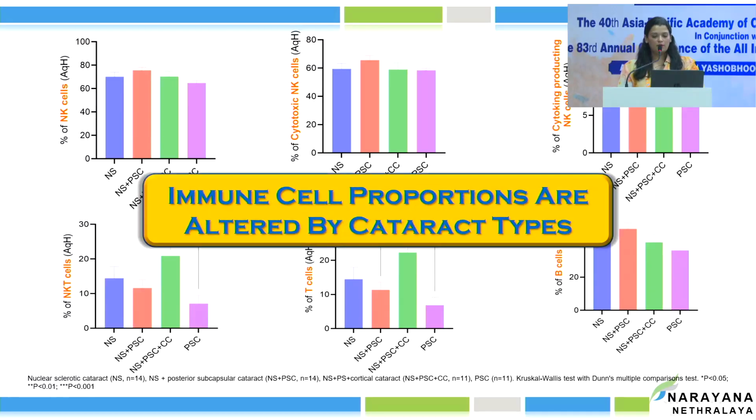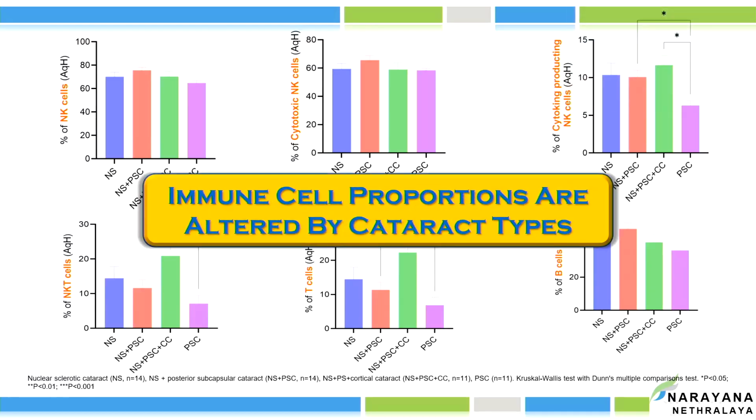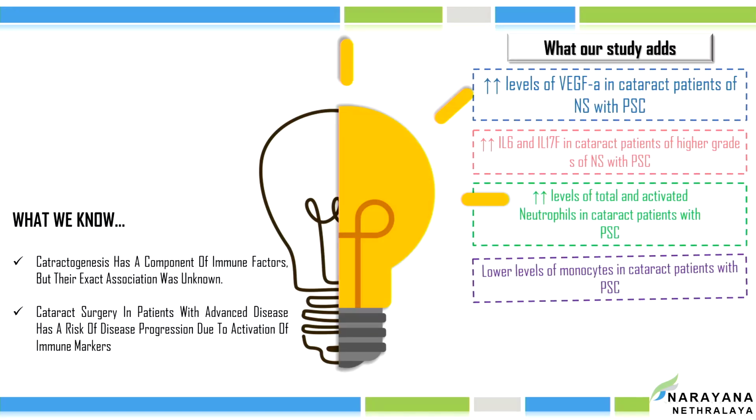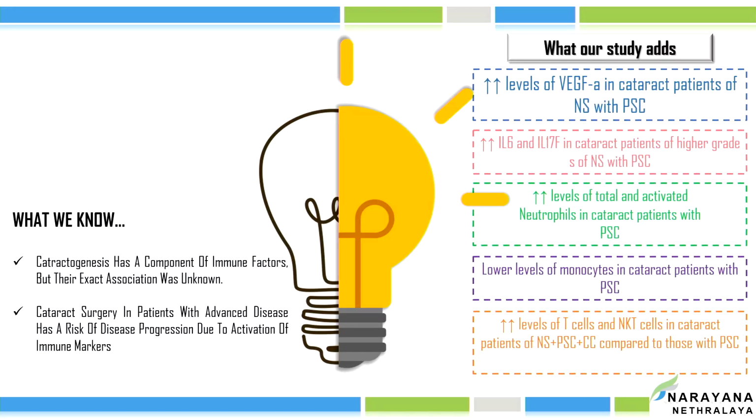These findings demonstrate that cataract type-specific immune cell and inflammatory factors diversity is present. Our study adds that the immunoinflammatory profile of posterior subcapsular cataracts is distinct from other types, underscoring the importance of immune-mediated mechanisms in cataractogenesis. The variations in inflammatory markers and immune cell populations suggest that cataracts are not merely a result of aging, but also involve active immunological processes.